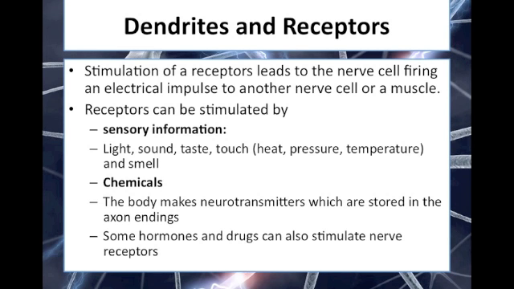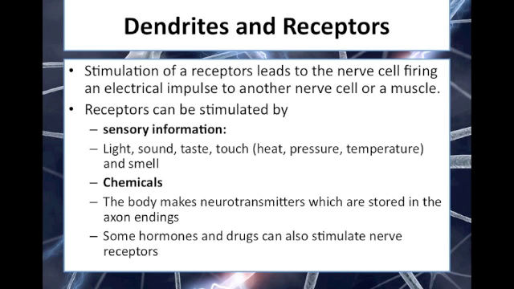So at the end of dendrites we find receptors, and receptors detect changes which are either chemical or sensory, and when they are stimulated they send an electrical impulse along the axon to the axon endings, which then fire out a chemical called a neurotransmitter. There are different types of receptors. Some of them are sensory receptors, and they'll detect information such as light, sound, and touch. So for example, we're talking about the receptors at the end of the optic nerve in the eye or the auditory nerves in the ear.